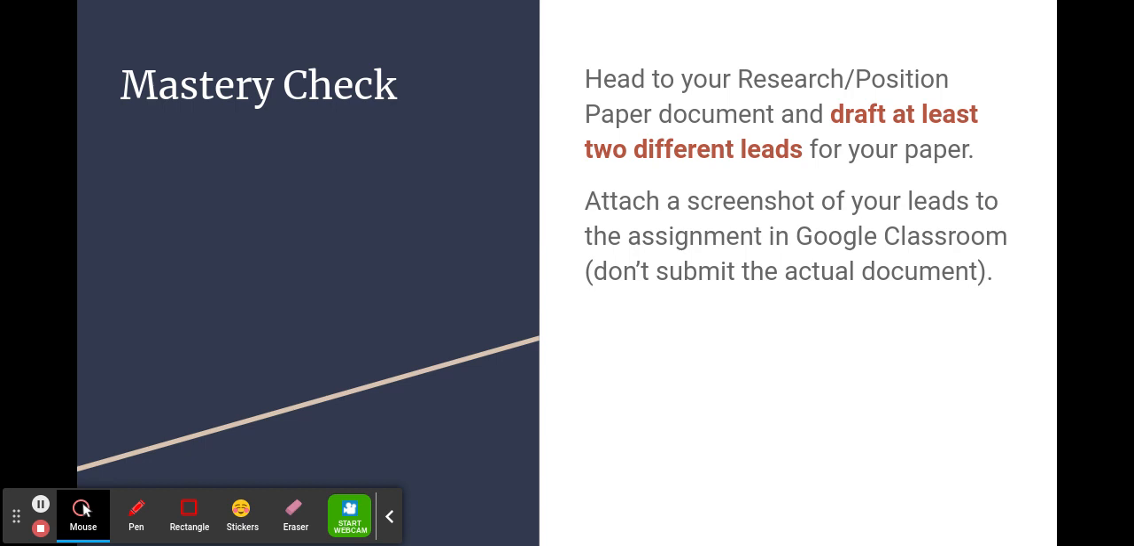All right, so for a mastery check, here's what I want you to do. I want you to go to your research position paper document, and I want you to draft at least 2 different leads. All right, pick any 2 of these things that you think work for you. You're going to write 2. So you're going to have 2 introductory lead paragraphs in different styles. I want you to attach a screenshot of that to the posted assignment in Google Classroom. You don't need to submit your actual document, just a screenshot of the 2 lead paragraphs. And then once you've got those 2, decide which one you like best and which one you might keep to use for your actual paper.